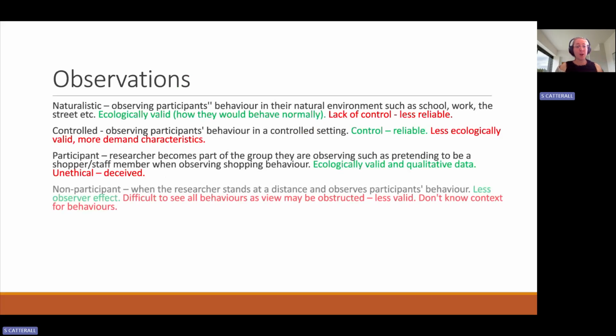Then we've got participant and non-participant observation. So a participant observation, the researcher becomes part of the group they're observing. Notice how that's the definition. We've got to put that in our answers. That's the reason why we've got the strengths and weaknesses. So, for example, if you're observing shopping behaviour, you might pretend you're shopping, you might pretend to be a staff member, whatever. Very ecologically valid because they're in the natural environment, so they're comfortable, they're behaving how they normally would.